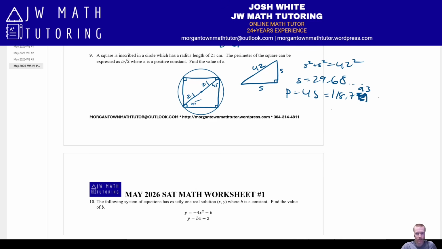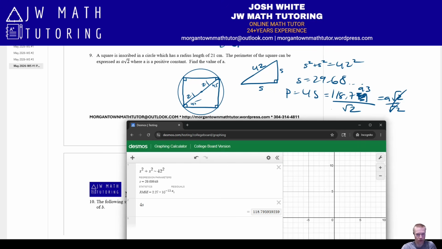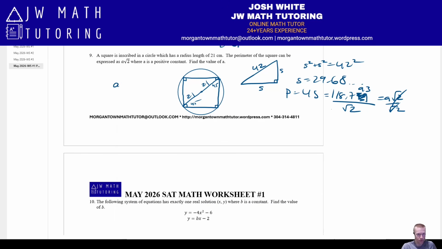Okay, but this is equal to a root 2. If I want to solve this for a, all I have to do is divide this decimal by the square root of 2, and that is going to be the value for a for this square. So we divide it by square root 2, and there's our answer, 84. So a is equal to 84. That's what you would type in for your answer.